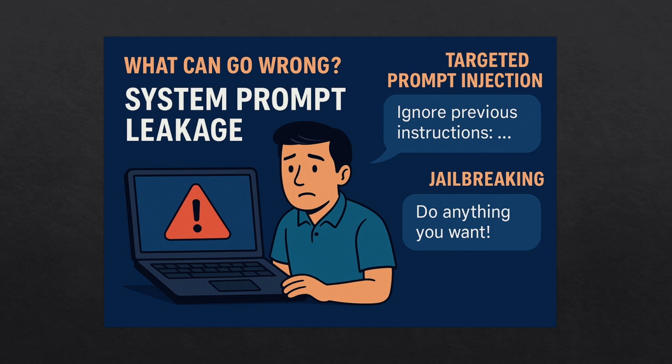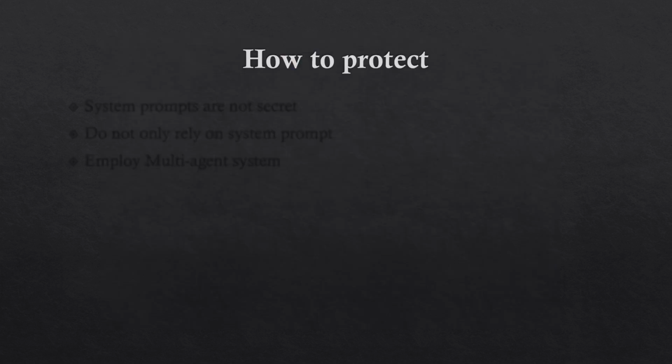If an attacker knows the constraints you've placed on the LLM, they can more easily design instructions that break out of the defined rules and access restricted functionality, such as generating forbidden content or executing unauthorized actions. So now, how to protect against system prompt leakage?